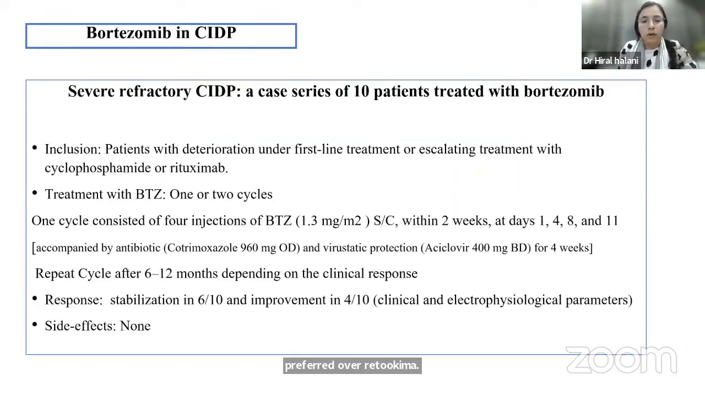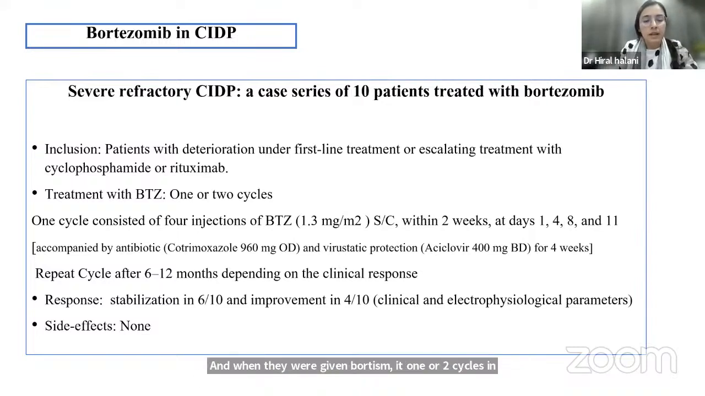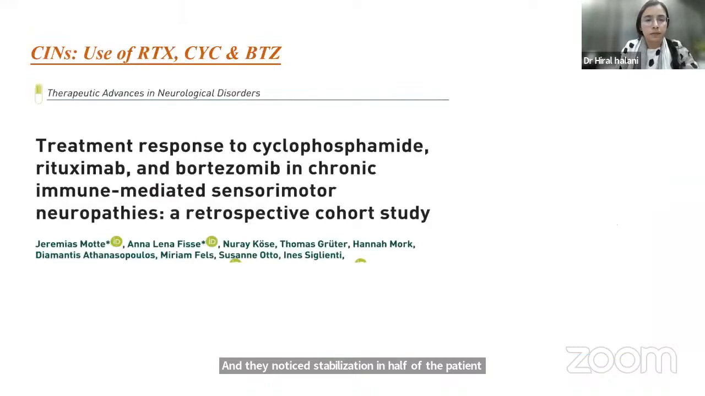The next one is bortezomib in CIDP. Now, not much literature is available on bortezomib, but there was this case series of 10 patients with severe refractory CIDP who had failed first line and second line therapy, including cyclophosphamide and rituximab. When they were given bortezomib, 1 or 2 cycles with antibiotic prophylaxis and everything, they noticed stabilization in half of the patients and improvement in the other half.